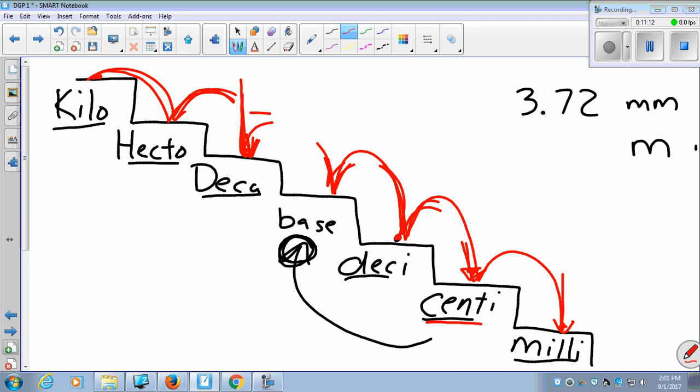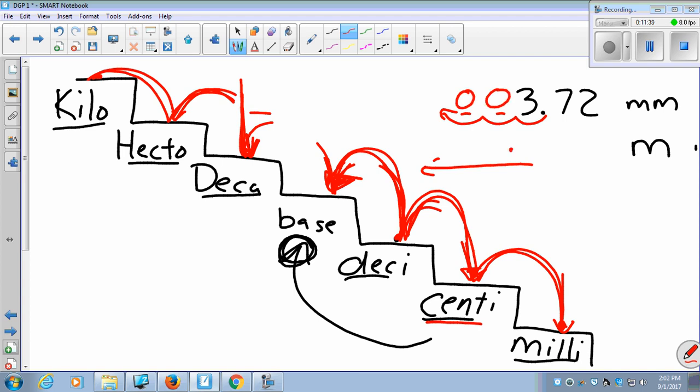All right, guys, welcome back. So you started at 3.72 millimeters down here. Let's go 1, 2, 3 bumps. 3 bumps to the left means that I take my decimal and take it 3 bumps to the left. What do I do with the empty spaces? Of course, I add in the zeros and I get 0.00372 meters.